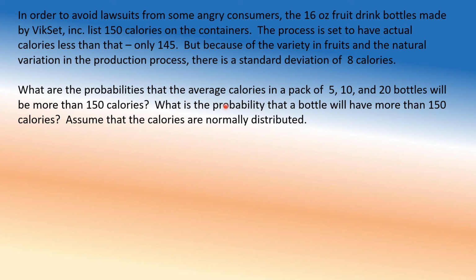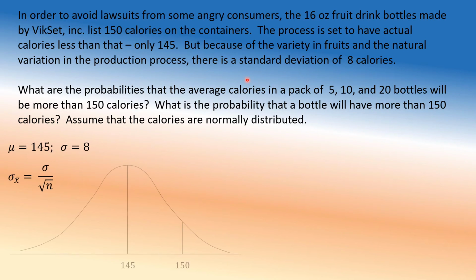Now suppose we pick a pack of 5, 10, or 20 bottles and find the average calories in each pack. What's the probability that the average calories will be more than 150? What if you pick only one bottle? What's the probability it will be more than 150? We're assuming normal distribution. So what do we have here? Our mean of the population is 145, which is what the machines are set to, 145 calories. Sigma is 8.